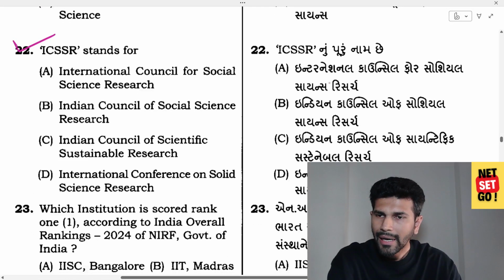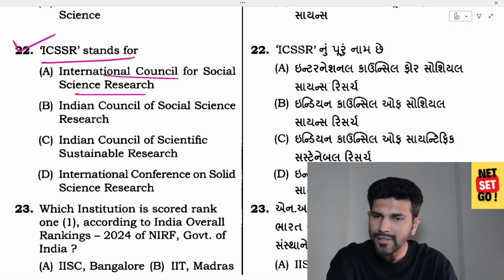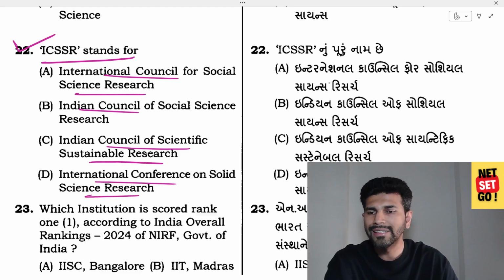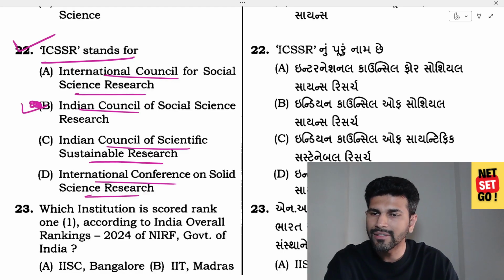Next, ICSSR stands for International Council for Social Science Research, Indian Council for Social Science Research, Indian Council of Sustainable Research, or International Conference on Solid Science Research. Option B is correct answer. It is Indian Council of Social Science Research.